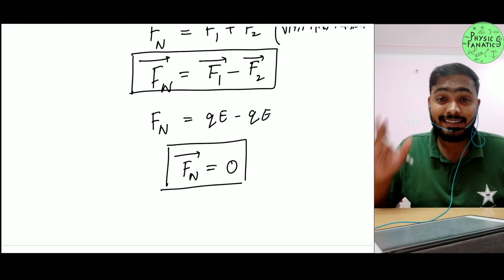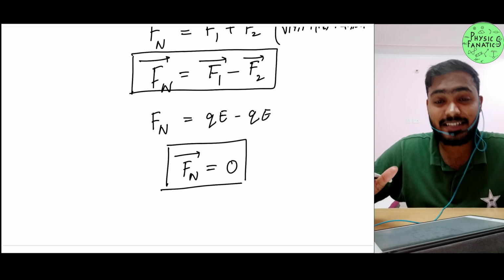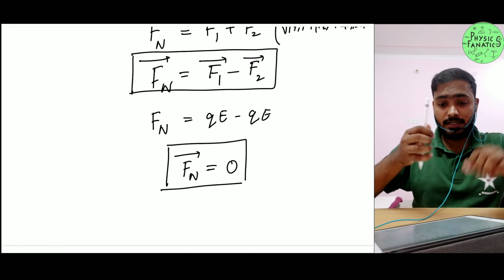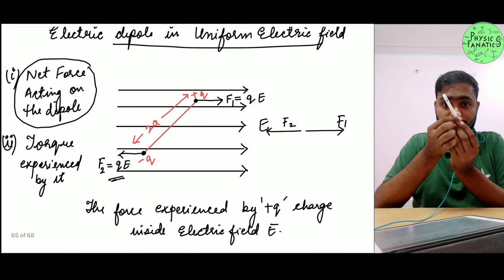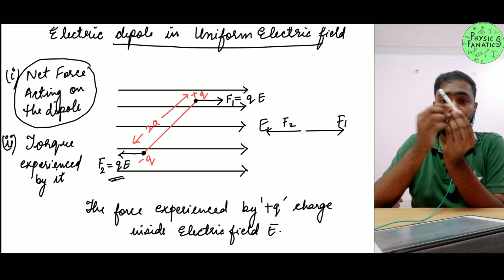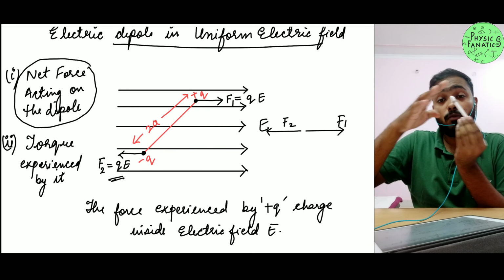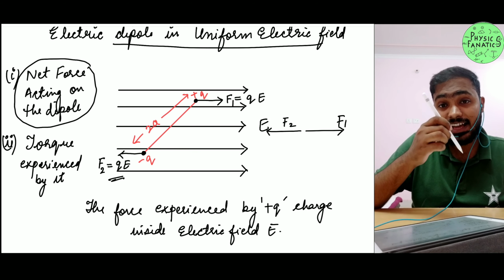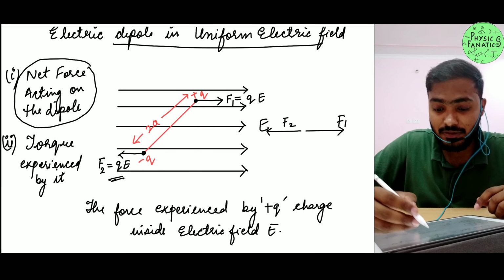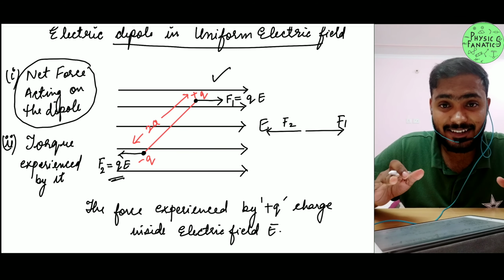They will cancel each other out because they are equal and opposite. You guys can see this is my dipole, which is inside my electric field, right? So here there is this force, here there is this force. Both are equal and opposite, so the net force acting on this dipole is actually 0, as you can see in this diagram. I hope that is understandable.